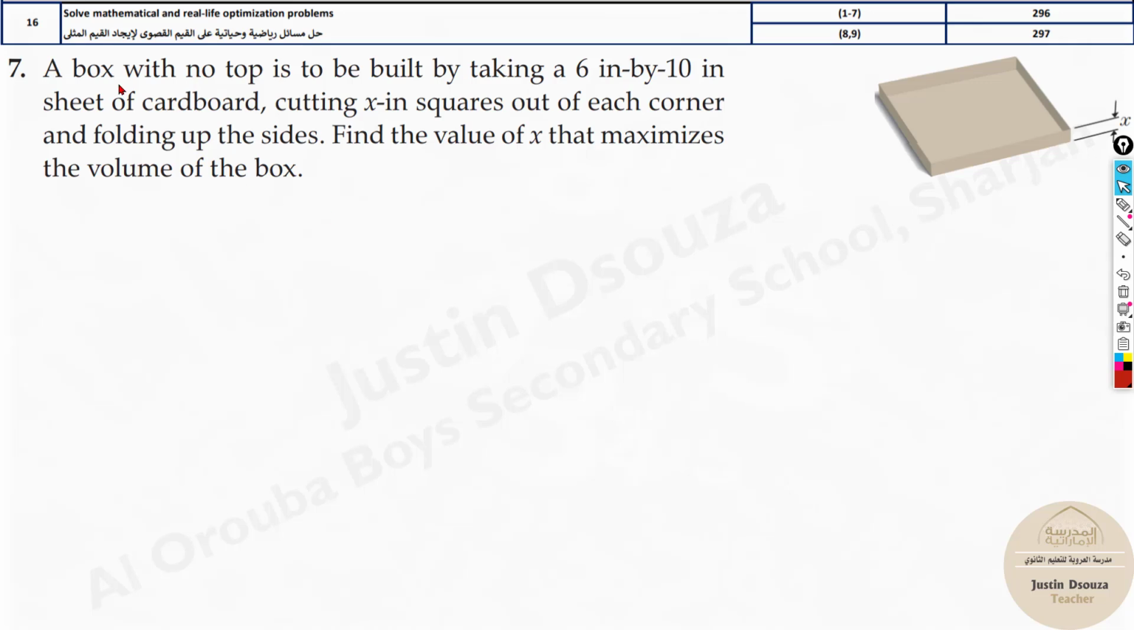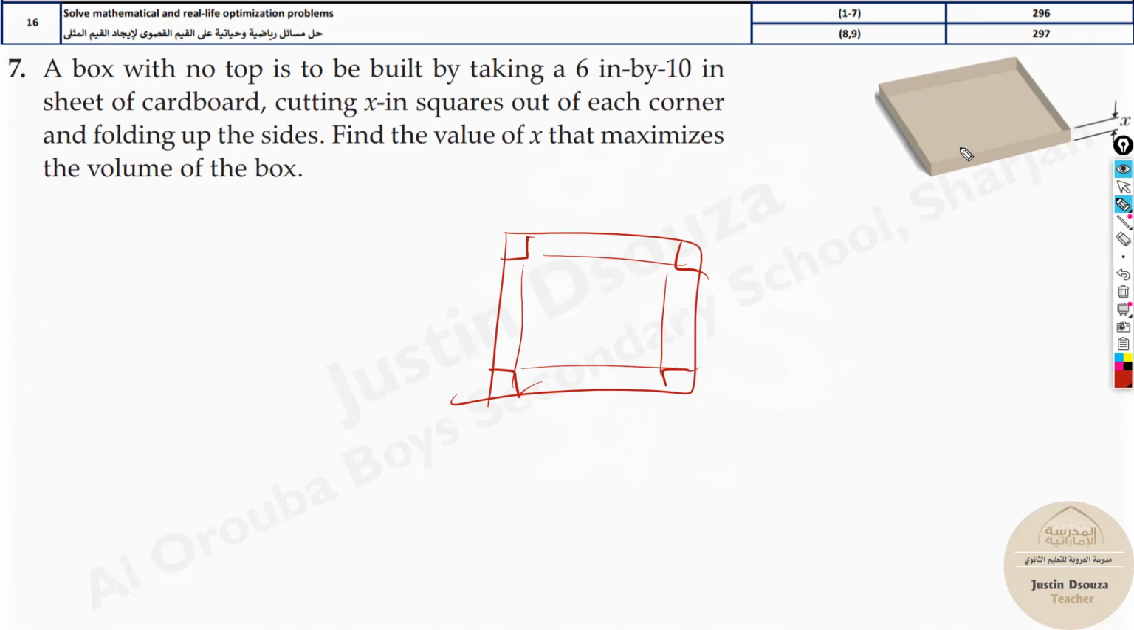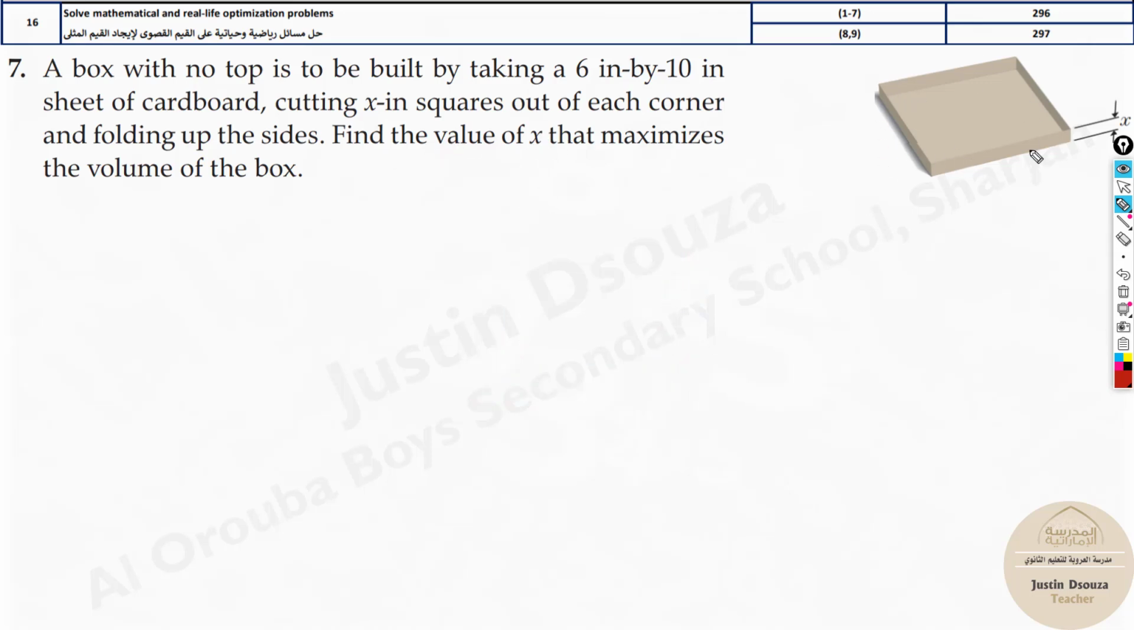Let's do this one. A box with no top is to be built by taking a 6 inches by 10 inches sheet of cardboard, cutting x inch squares out of each corner, and folding up the sides. See what happens is you're cutting a square at each corner and then folding this side up, up over here, up over here, and this is how you form this box. We need to find the x value that will basically maximize the volume of the box.